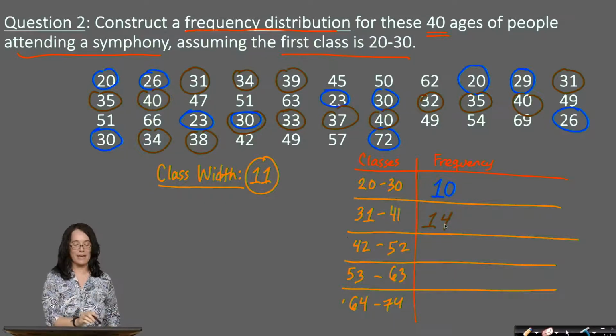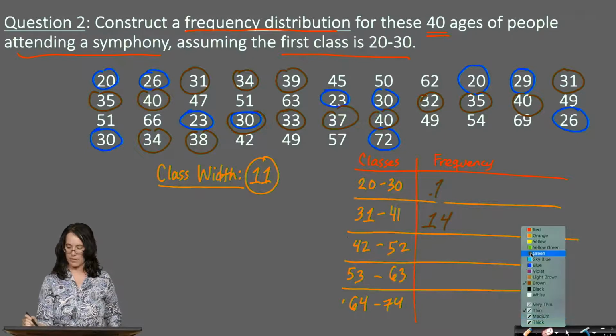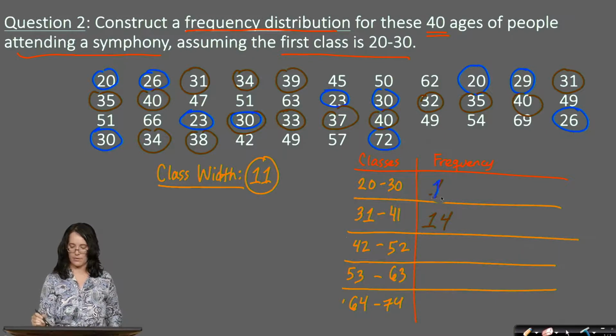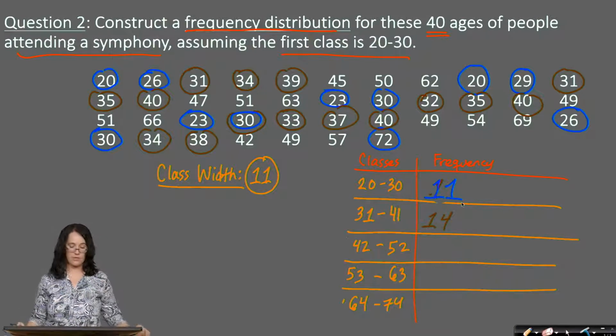And let me add up my blues again, make sure I really have a 10, or if I have 11. I have 1, 2, 3, 4, 5, 6, 7, 8, 9, 10, 11. 11 should be the correct answer there. So I apologize for that typo. That was 11. Let's get my blue color out. Okay, so we should have 11 so far for the first class, 14 for the second class.